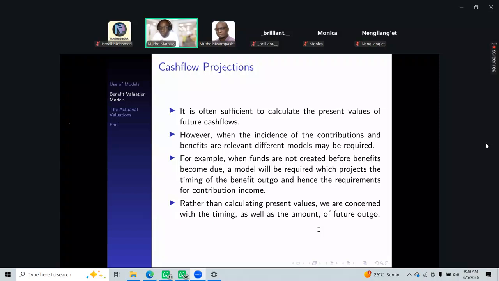So at what point are you going to need the amount of money needed to cover the benefit? In this case, rather than estimating the present values, we are concerned with the timing as well as the amount of the future outgoes. I think a good scenario is where you have a pension fund which does not have pre-funding. So what will be interesting is not only the amount which you have to pay, it's also the timing of the cash flows.